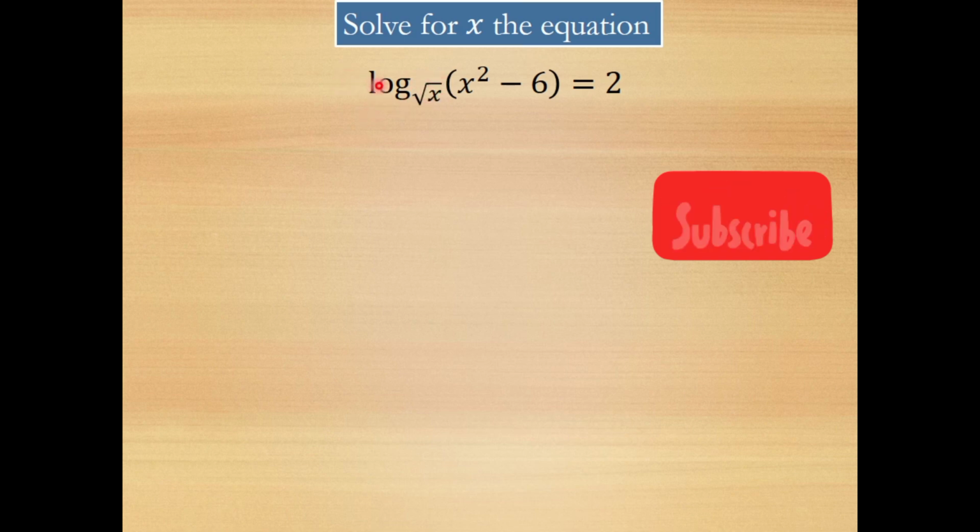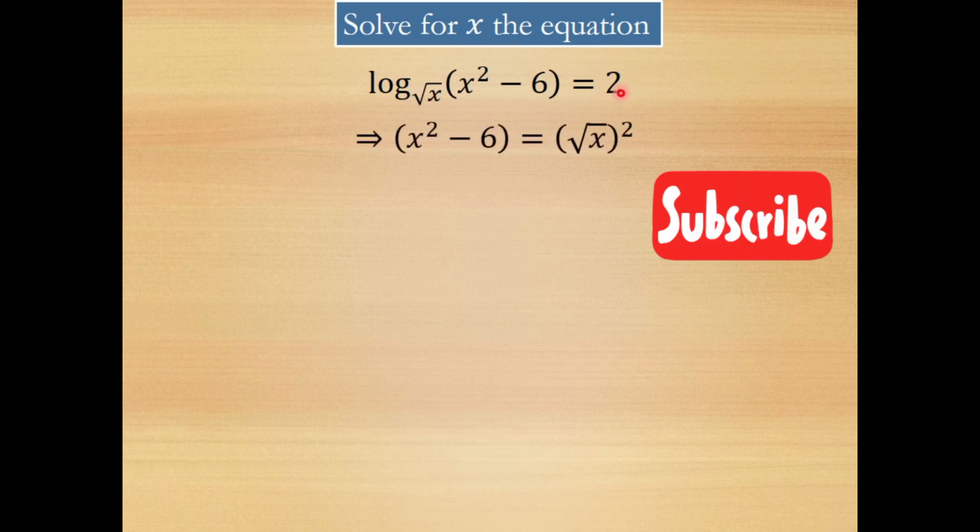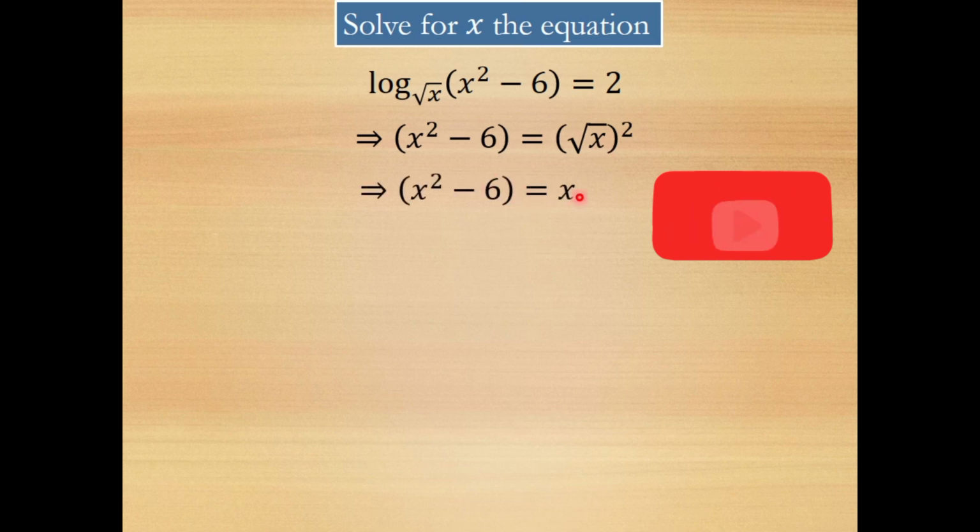So the best thing for us to do is to start by changing from this log to index form. By so doing, we let the base here, which is the square root of x, come and raise 2 up. So we have x squared minus 6 equal to the square root of 2, all that squared, because what is on the right hand side now becomes the power of this square root of x. But what is the square root of x squared? It is simply x. So we have x squared minus 6 equal to x.